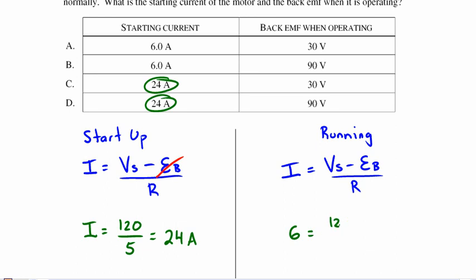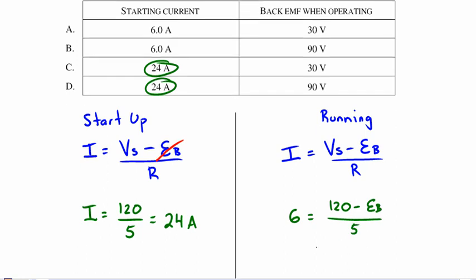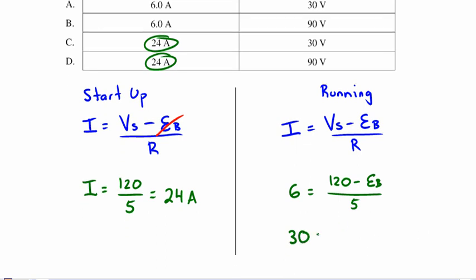Source voltage is 120. We are looking for that back EMF. We want to see what that number is, and the resistance is 5. Okay, now be a little careful with the numbers here. You end up with this 30 showing up, which is actually one of the wrong answers.